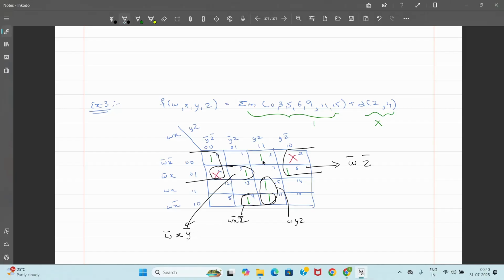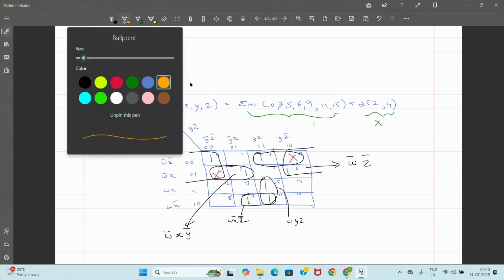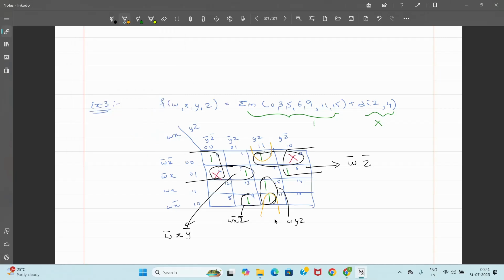Okay, coming to the last one, you have two options now. Either you can group it with this X and make a pair, or you can group it with this 1 and make a pair. Anything is fine. You have two answers now. Either this group, or you can go for this group. If I take this group, then the equation will be X bar YZ. If I take this group, then the equation will be W bar X bar Y. Okay, so in this case, two answers will be there.